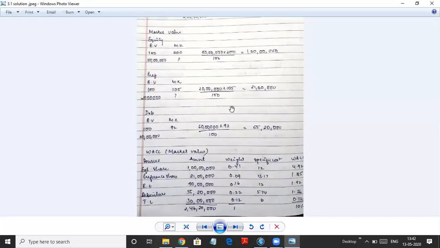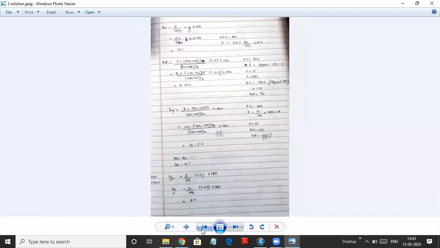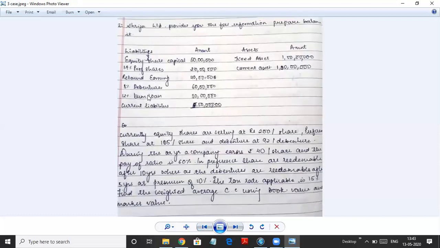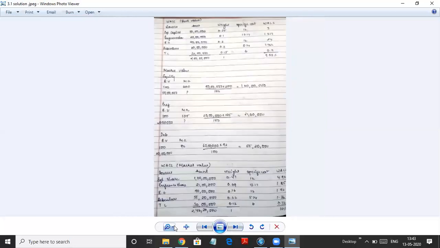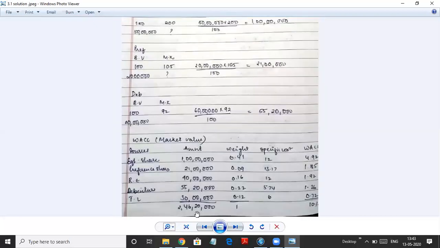Debt book value assume it as 100, market value is 92. If book value is 62 lakh, how much? You get 55 lakh 20,000. For term loans, there is no market value to be found out because they have not told the selling price of term loans. And for retained earnings also, as I told you, till they don't give, we cannot find any market value. So for retained earnings, I've kept it the same balance sheet value, which is 40 lakh, and the term loan 30 lakh as it is. The rest we have found the market values, so we kept them the same, and the total of all the amounts comes to 2 crore 46 lakh 20,000.